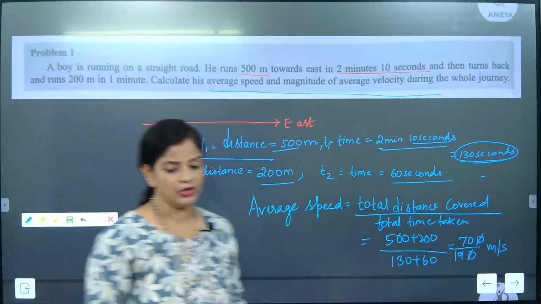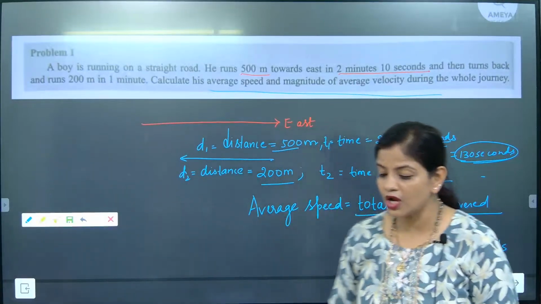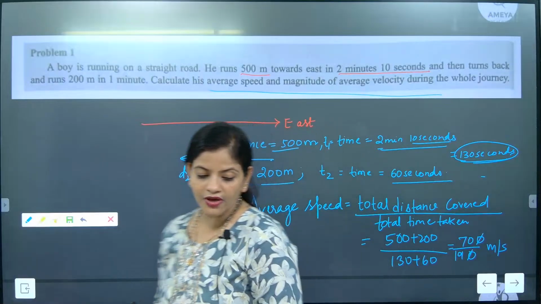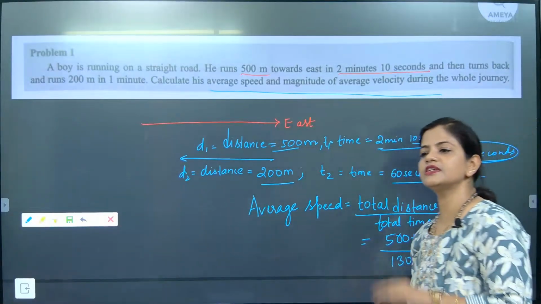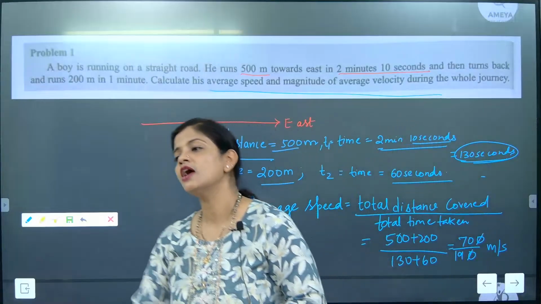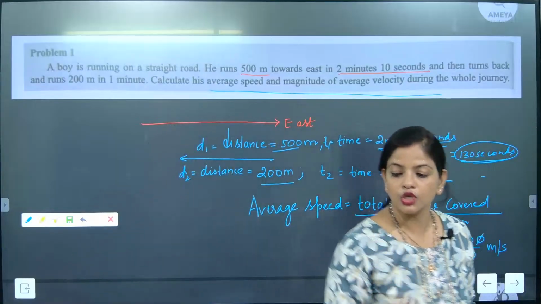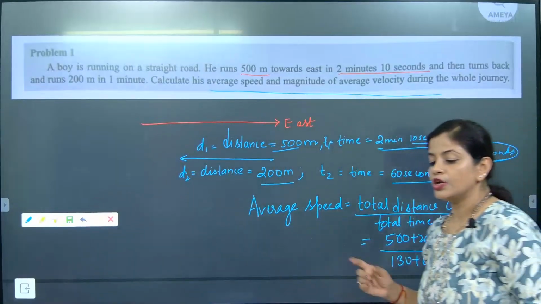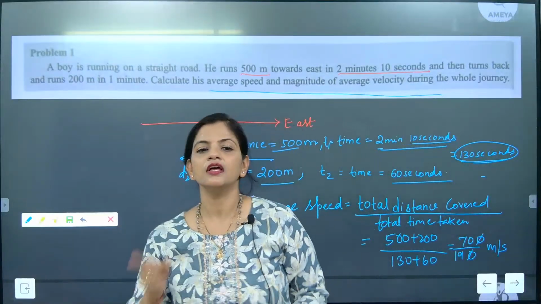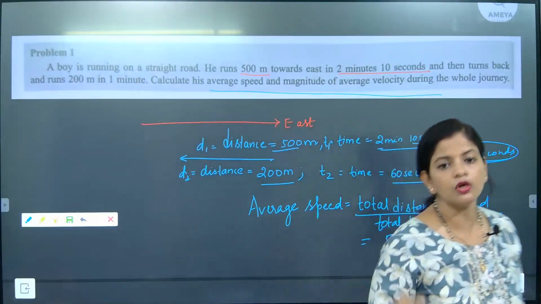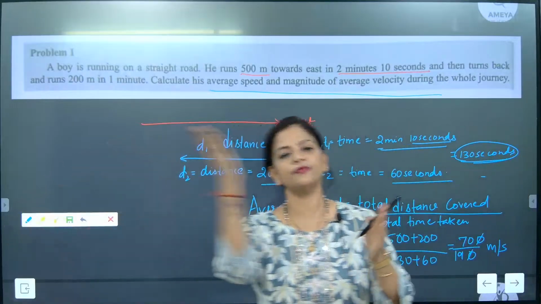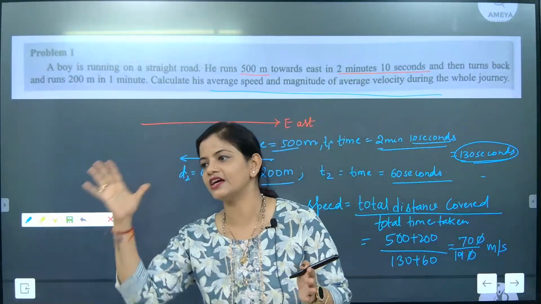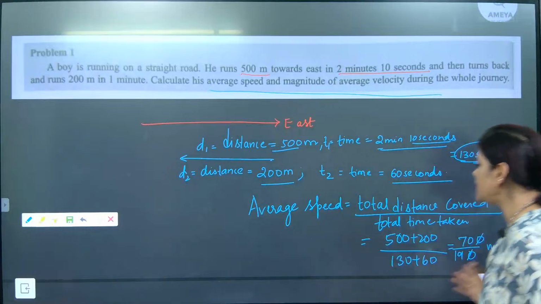What is the formula for average speed? Average speed is exactly total distance by total time taken. Total distance covered here is distance 1 plus distance 2. Total time taken is time 1 plus time 2. One time going, another time returning. So finding average speed was very easy.